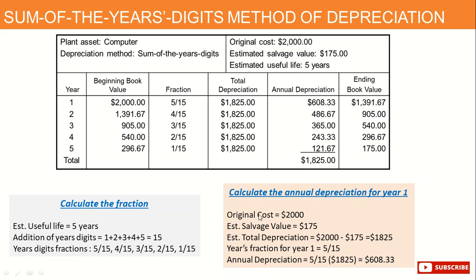So how did we calculate the annual depreciation for year 1? We have original cost $2000, we have estimated salvage value $175, and estimated total depreciation is 2000 minus 175, which is $1825. Here is the fraction for year 1. What is that? It is 5 over 15. So what will be the annual depreciation? 5 over 15 times 1825, and that will be $608. So this is the sum of the year digits method of depreciation.